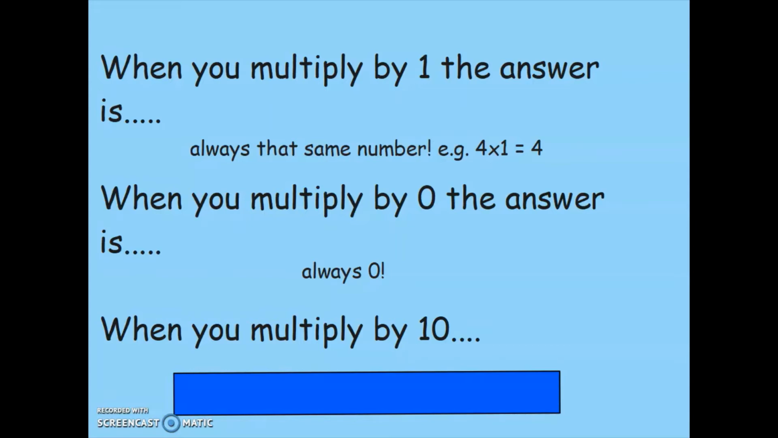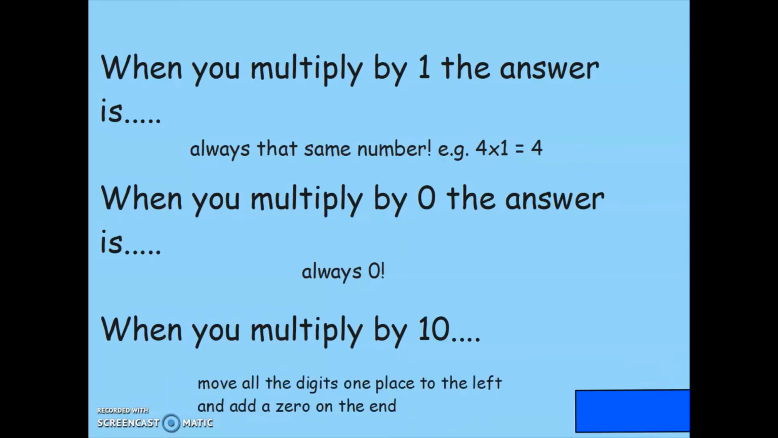And our final rule, although there might have been other ones in the video, when you multiply by 10, what happens? So you have to move all the digits one place to the left and you add a 0 on the end. That's something we're going to look at more in a couple of weeks.